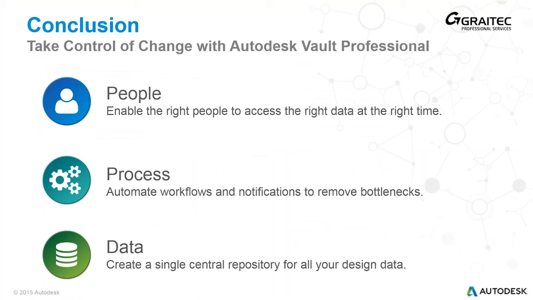There are three key elements to managing change. Vault Professional will help you keep everyone on the same page by enabling the right people to have the right access at the right time. Vault Professional can help you automate workflows and notifications and remove bottlenecks. It provides you with a central repository for all your changes in terms of data. And this is a must if you want to manage change effectively. Essentially, with Autodesk Vault Professional, we can help you take control of change.